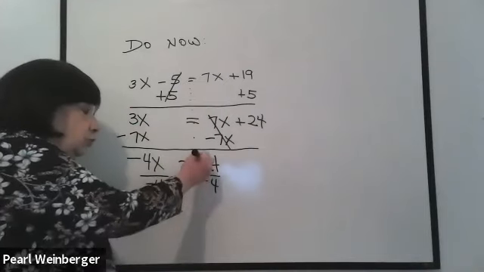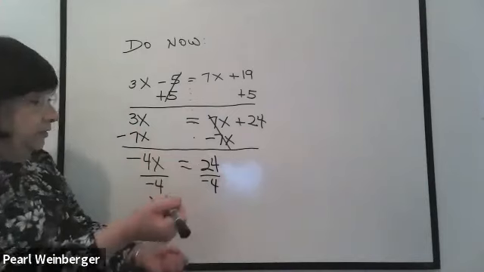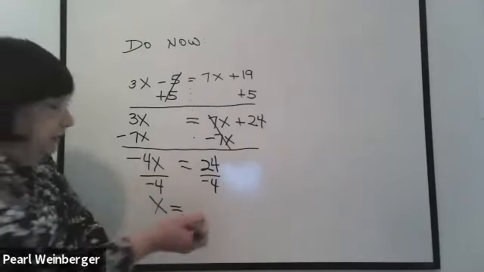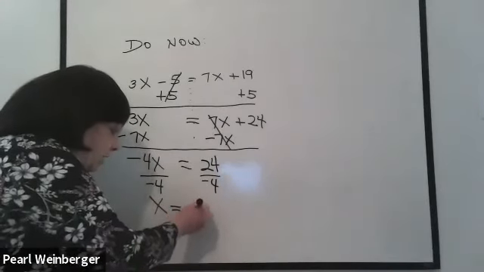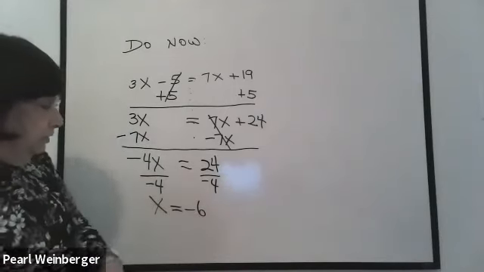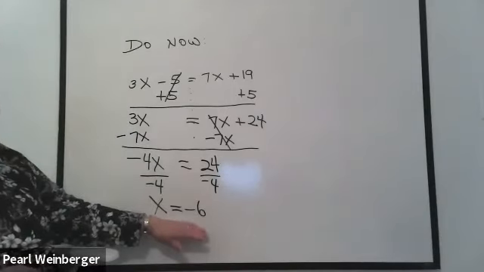On this side, I could do 24 divided by negative 4. Since I'm dividing a positive by a negative, I'm going to get a negative. And 24 divided by 4 is 6. So my final answer is negative 6.